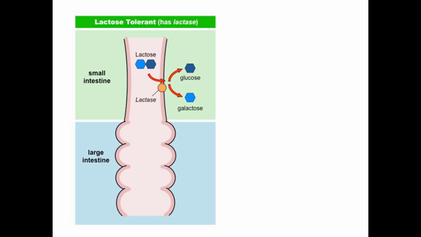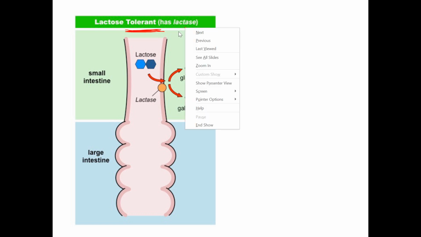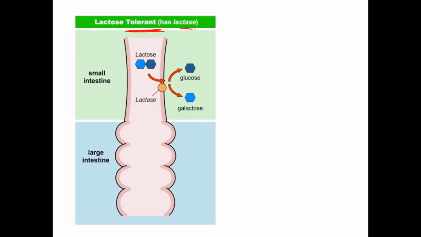So here, what we're seeing on the left, this is not lactose intolerance, this is lactose tolerance. This is an individual who has this enzyme lactase. Remember how we said OSE means sugar? Well, ASE typically means enzyme. So enzyme lactase breaks down the sugar lactose. And this happens in your small intestine. It breaks it down into these two monosaccharides.